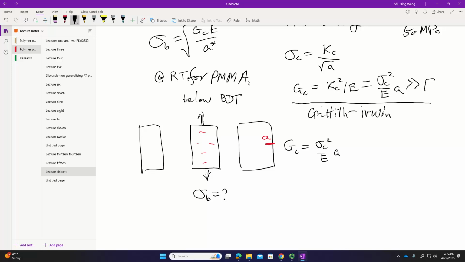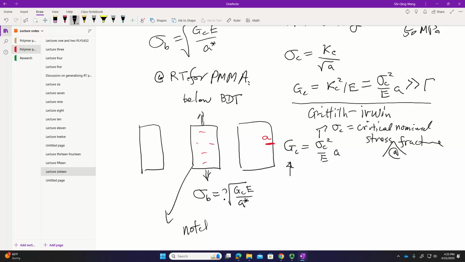what? According to the definition of energy release rate, and according to the definition that sigma C is the critical nominal stress at fracture, right? So at fracture. And so once I decide that, I know how I can prescribe my, what do you call this, notch-free sample now.